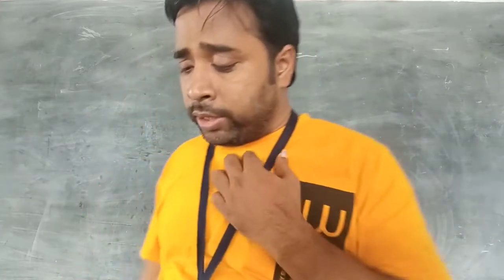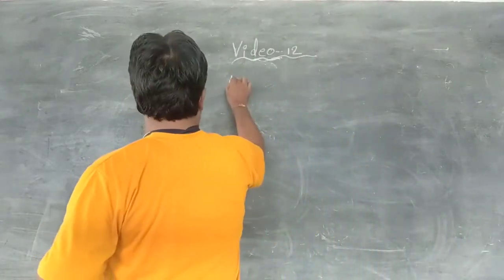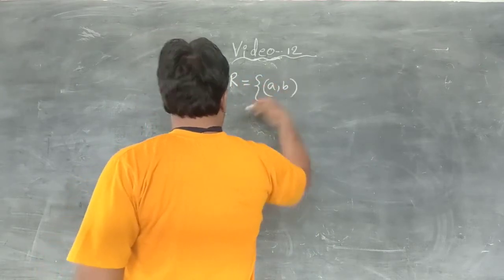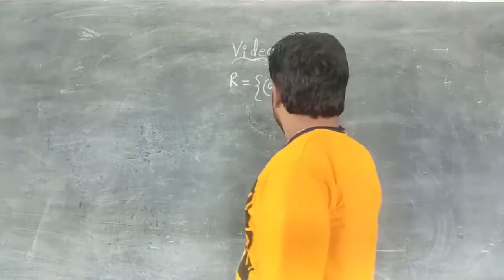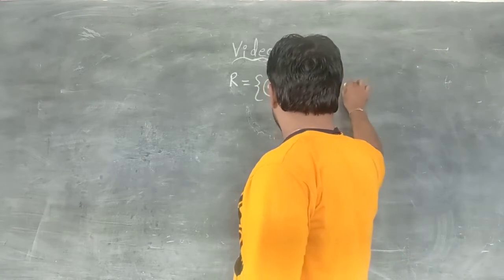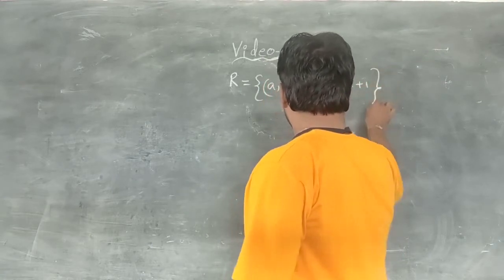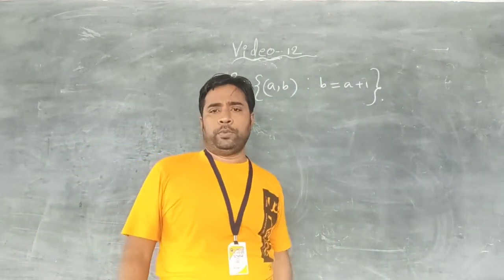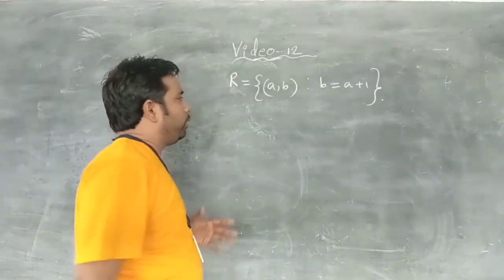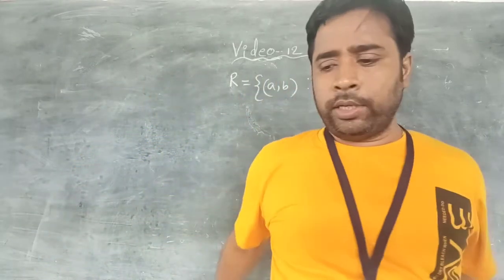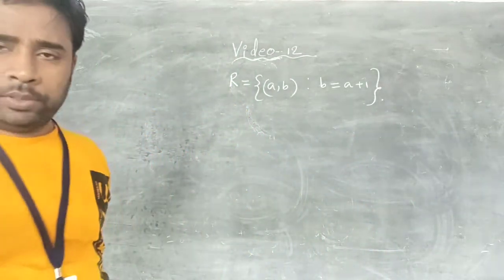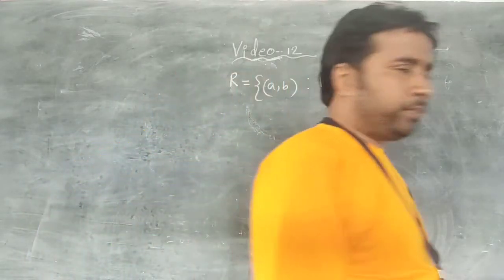Next, you see. So what is the given relation here? Here the given relation is R equal to (a, b), and it is given that b is equal to a plus 1. So first of all, you have to think about the sum. Okay, so first we shall see whether this one is reflexive or not. What is reflexive? Here the given set is the set of real numbers.